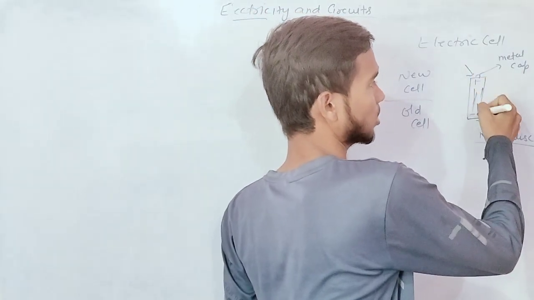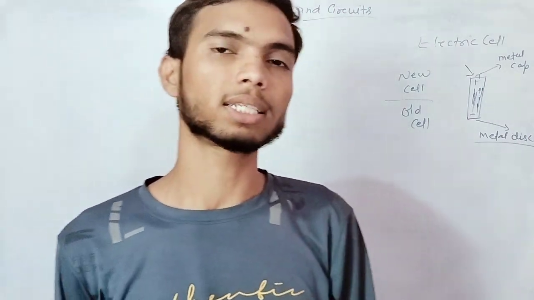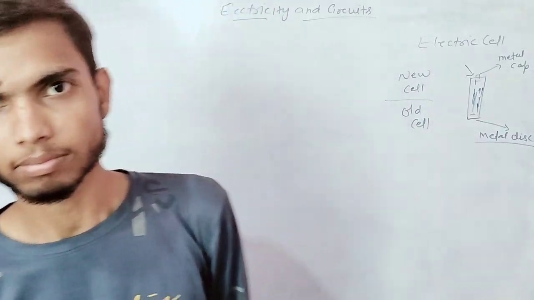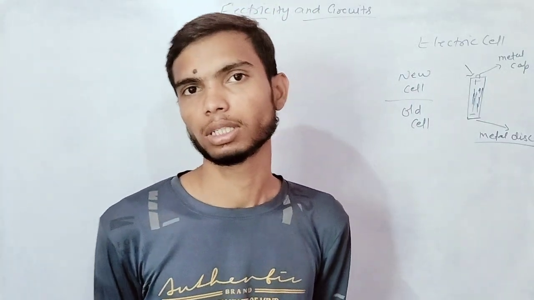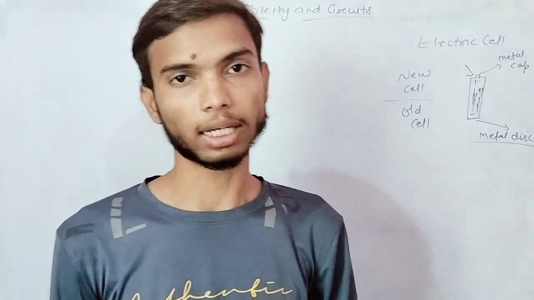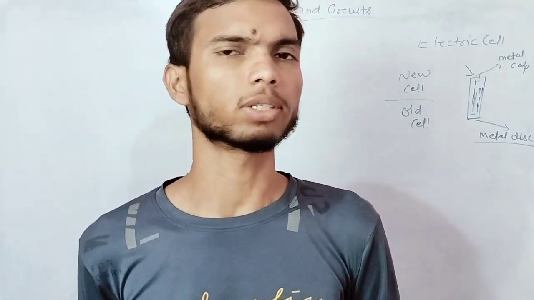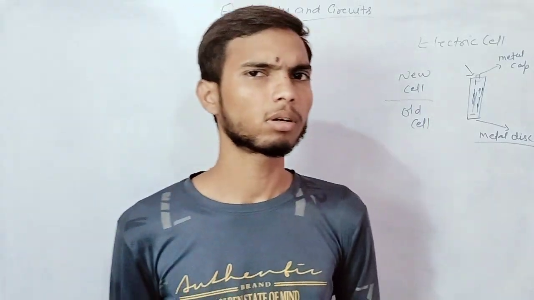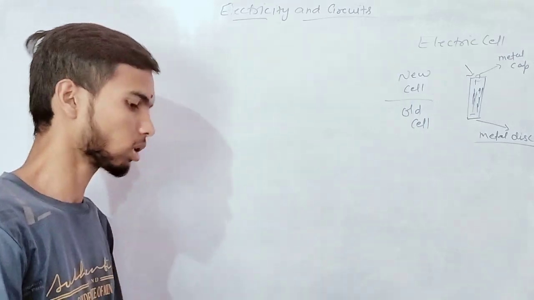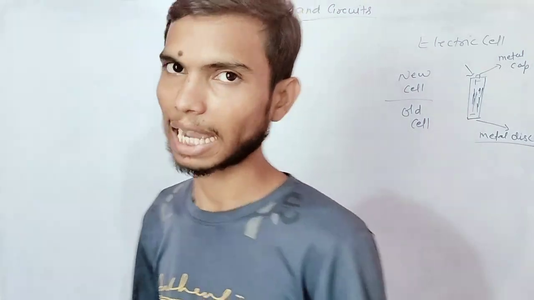Inside it, what is found? What do you think? What is found inside the electric cell? Chemical storage is found inside the electric cell. What is the work of the chemical storage inside the electric cell? We have to know. So look, the chemical storage provides electricity, provides a current.